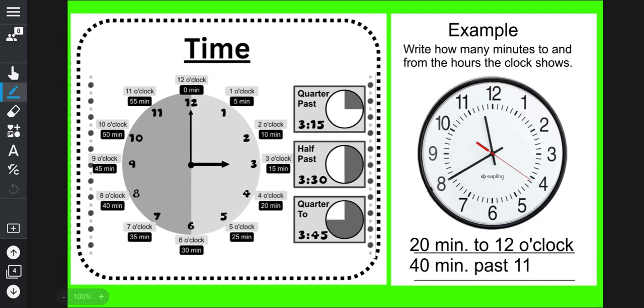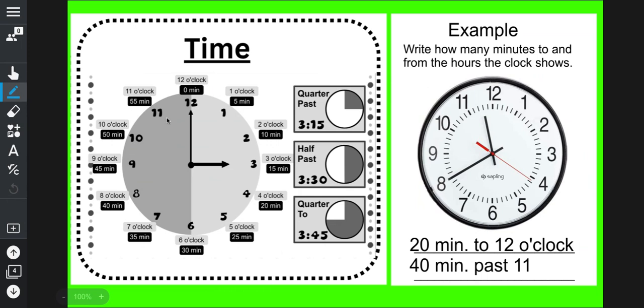All right, the next concept we're going to talk about is time. Take a look at this clock right here. It gives us some different key points about a clock. Remember, the small hand is your hour hand, the long hand is your minute hand. Each hour is designated on the clock, 1 through 12. And each of those numbers represents 5-minute increments.